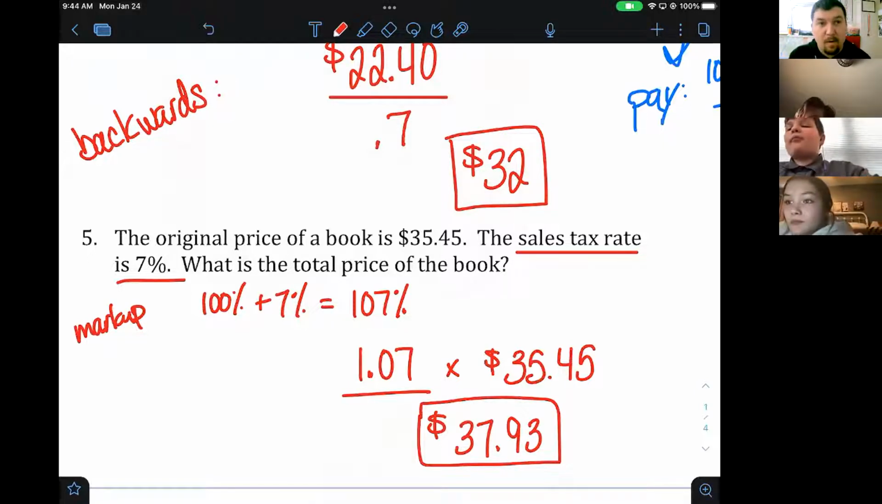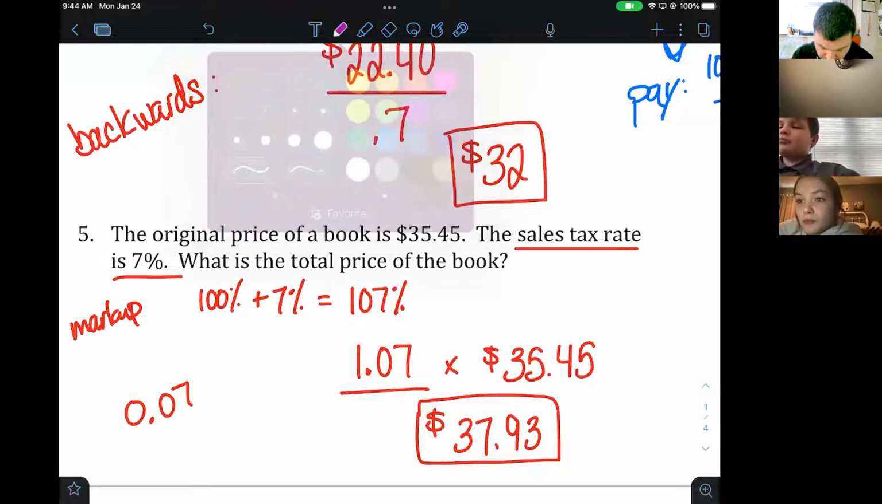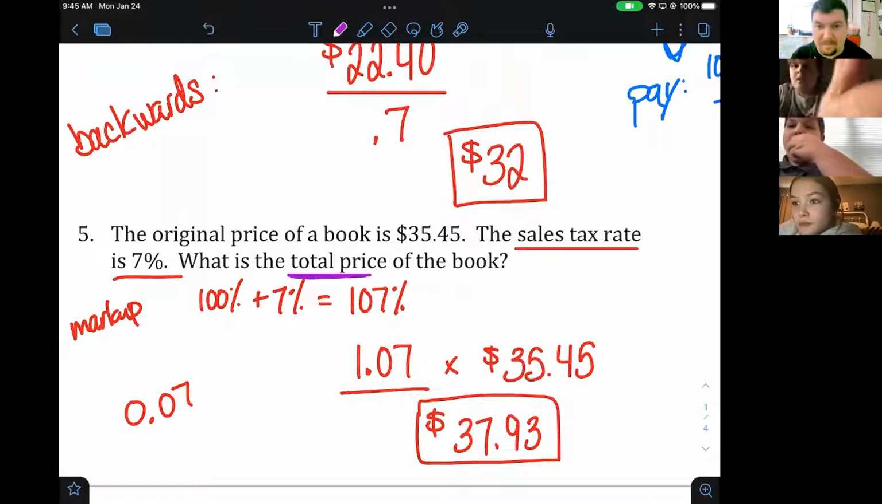Okay, so again, 1.07. If you would have just done 0.07, that would have given you just the price of the tax. Some questions may ask you for that. This one though says, what's the total price? So because it says, what's the total price, we don't need to mess around with 7%. We can just jump right to 107%. And that's the shortcut you can take with sales tax anywhere in the state of Indiana.